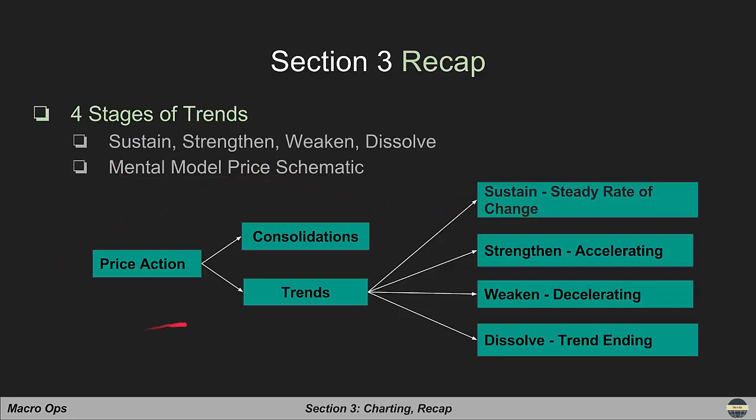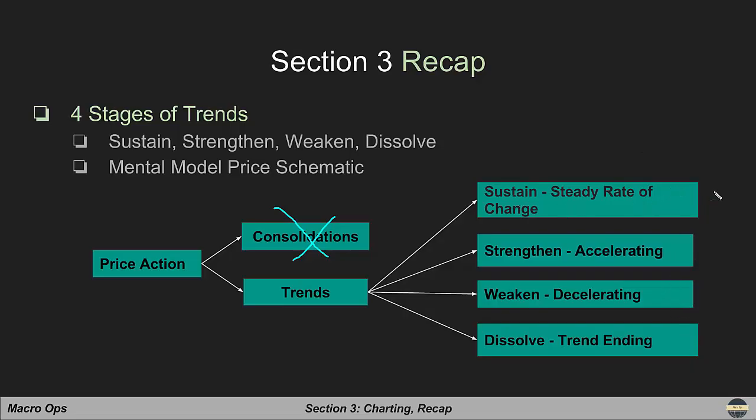So we can take all price action and bucket it into two different sections. It's either trending or in consolidation. We want to avoid the consolidation areas and focus on the trend areas. And then within trends themselves, we see four different stages of trends, so we can start to identify and classify each part.